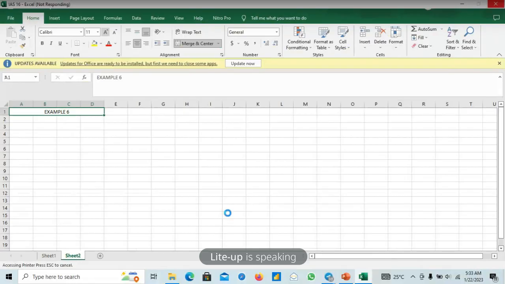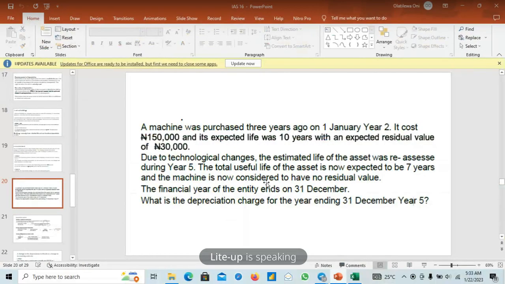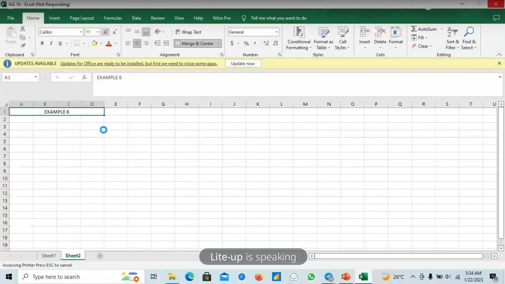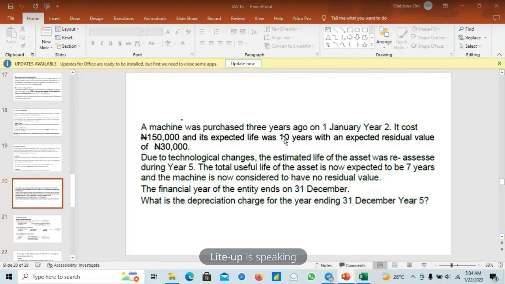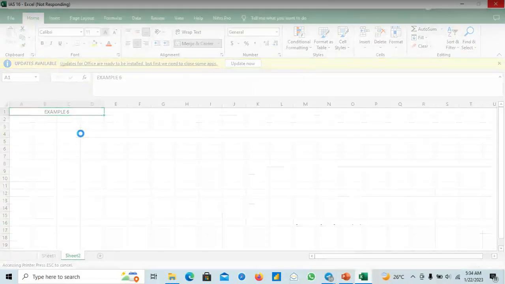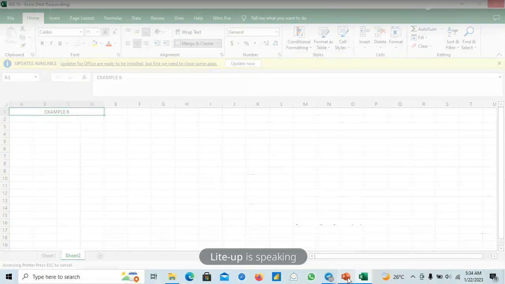So we will first compute depreciation on the basis of the number of years that the machine was previously considered to live, which was 10 years, and that is what we are going to be doing for the first 3 years. This one is still loading. Let me just give it a few seconds so that it will be fully loaded.